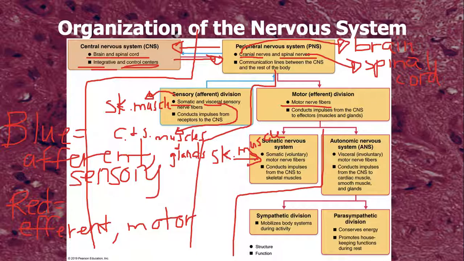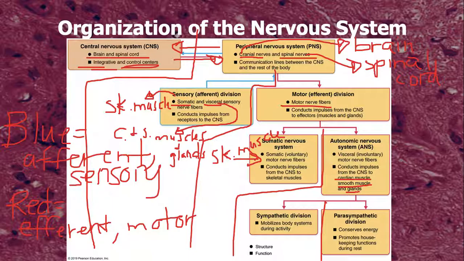Okay. And so what we have left is the autonomic nervous system. It includes your visceral motor nerve fibers, and it conducts information to cardiac muscle, smooth muscle, and glands. But both of them, because we are taking information out of the central nervous system, are still considered efferent nerves, motor nerves. Now, the autonomic nervous system can again be split into two categories. Just because, that's what we do. The autonomic nervous system can be separated into the sympathetic and the parasympathetic divisions.